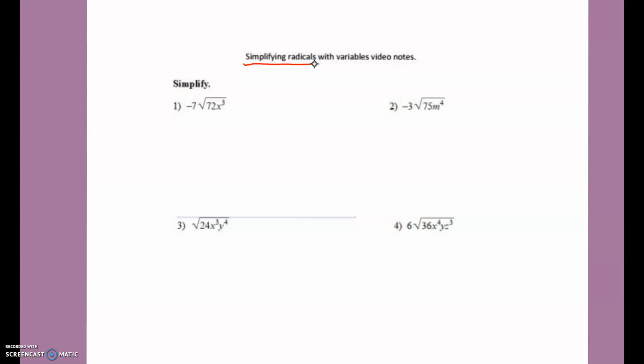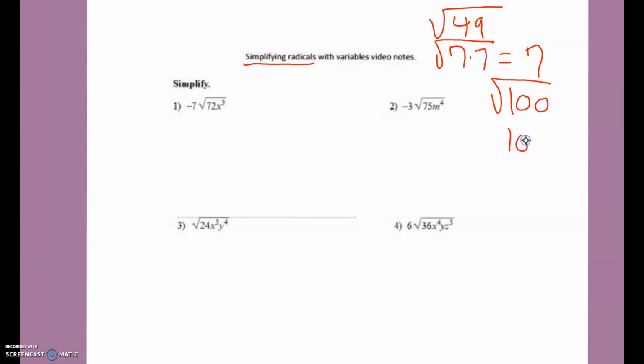So before we go over these four examples I have here, let me just talk about, for instance, if you had the square root of 49, right? That would be 7 times 7. And we know the square root of 49 is 7, right? Same if it was 100, right? Square root of 100 means there's two tens, right? Square root of 100 is 10.